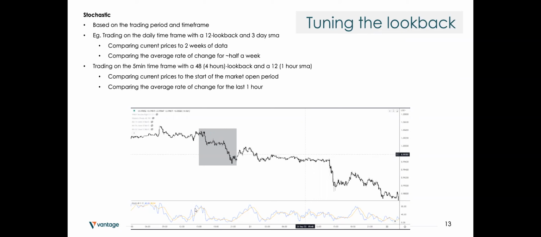So if the blue line crosses in the overbought region, when the blue line falls below the orange line, they call it the stochastic crossover. That's where they do a sell. And then in the oversold region, when the blue line moves above the orange line, they consider that a buy opportunity. But this indicator just measures the momentum. You can use it any way you want.